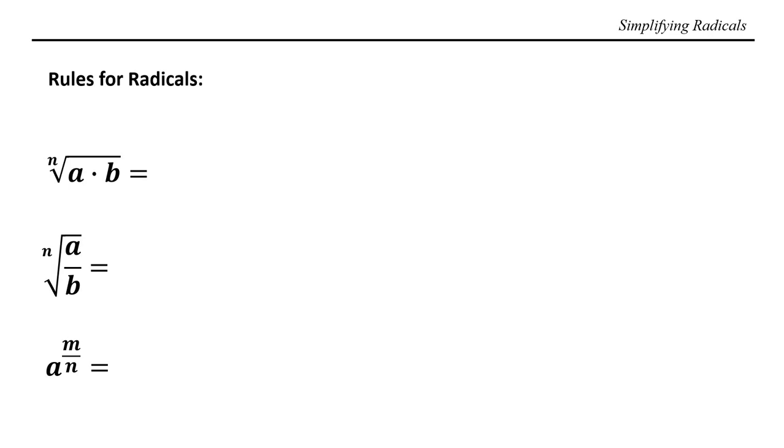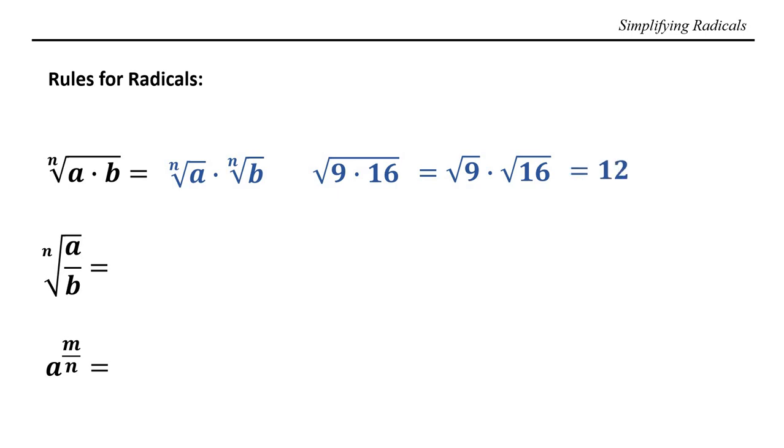So if we had the nth root of a times b, that can be rewritten as the nth root of a times the nth root of b. An example to show that is if we had the square root of 9 times 16, that can be rewritten as the square root of 9 times the square root of 16. So that would be 3 times 4, which would be equal to 12.